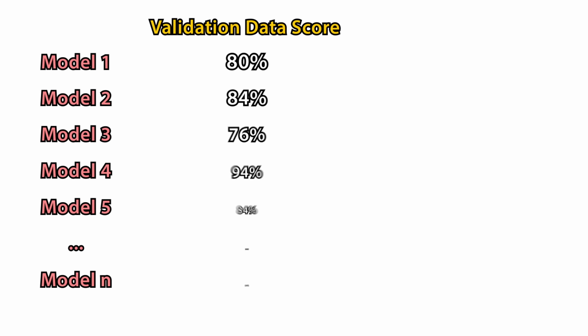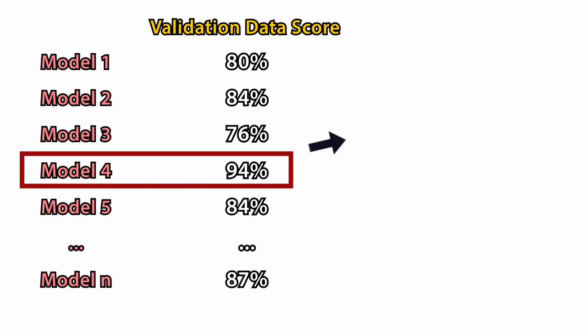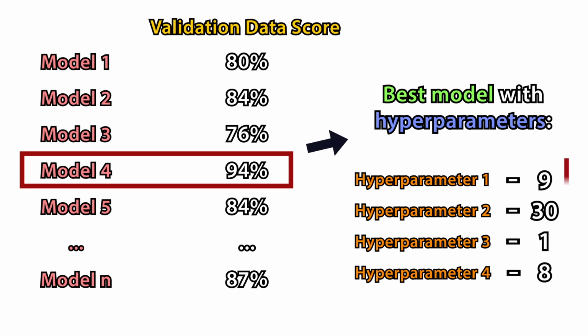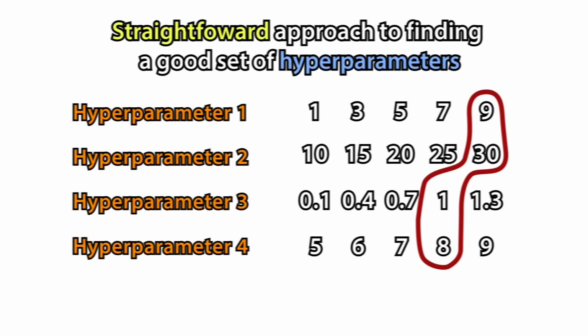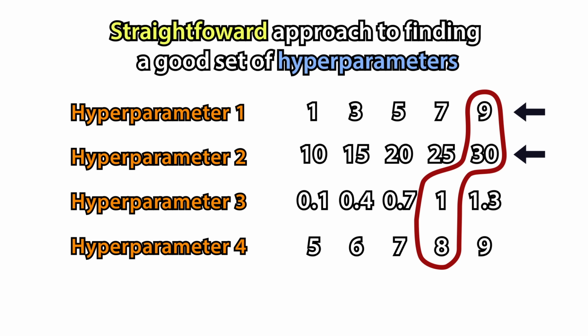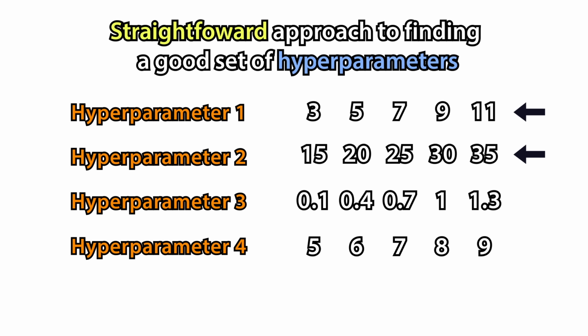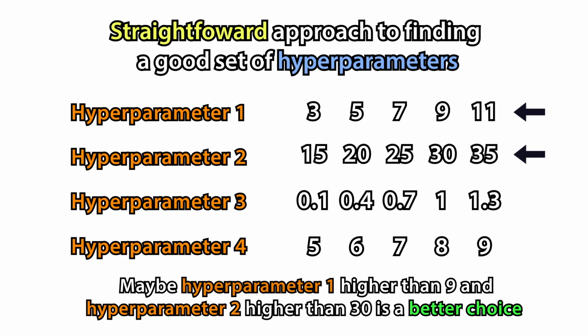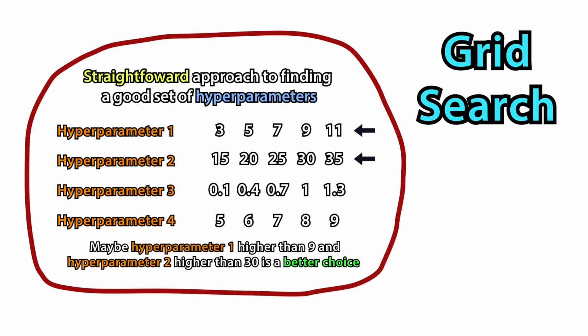Then, you can use the validation data to determine which combination results in the highest score. Sometimes you'll notice that the best scores tend to be near the highest or lowest value of a given hyperparameter range. In these cases, you can refine the search by adjusting the range slightly while keeping other hyperparameters fixed. This process is called grid search. You create a grid of hyperparameters and search for the combination that produces the highest validation score.